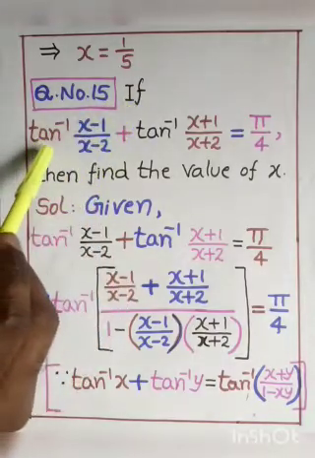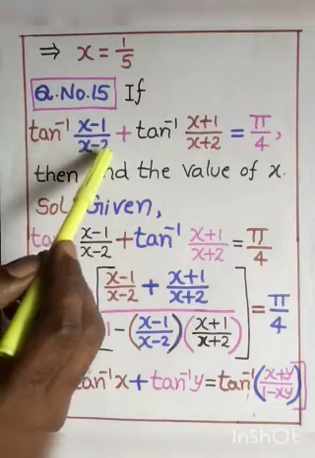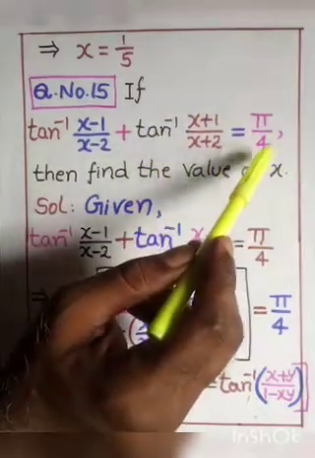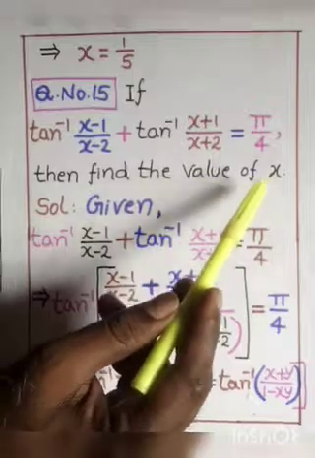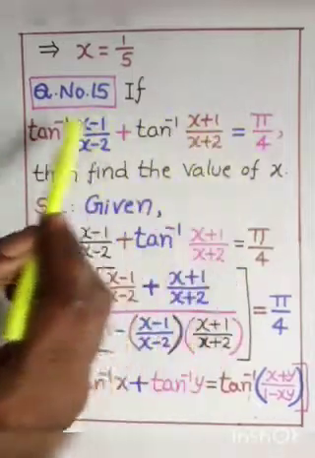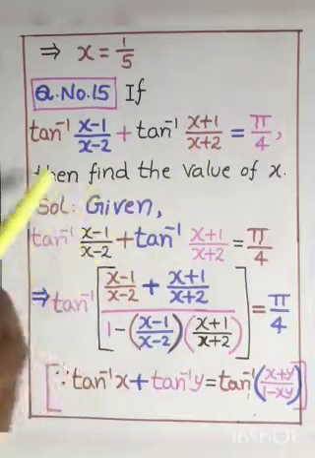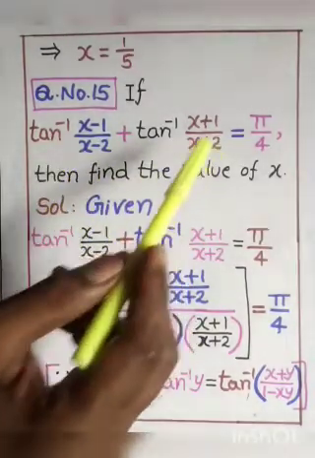If tan inverse (x minus 1)/(x minus 2) plus tan inverse (x plus 1)/(x plus 2) is equal to pi by 4, then find the value of x. Here also we have to solve this equation. We have to find the value of x. So let us write the given equation first.